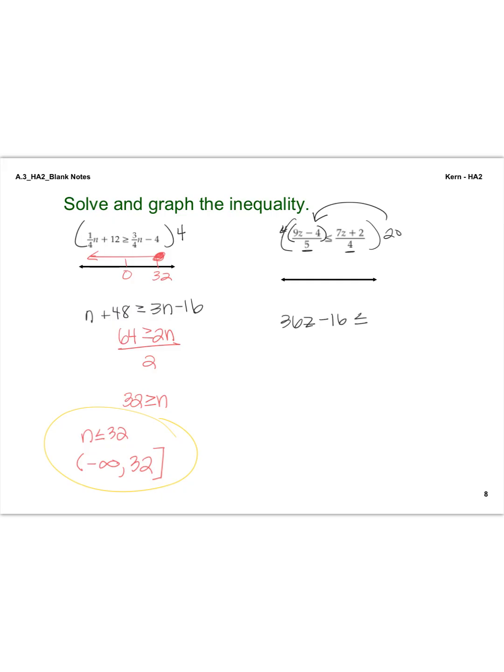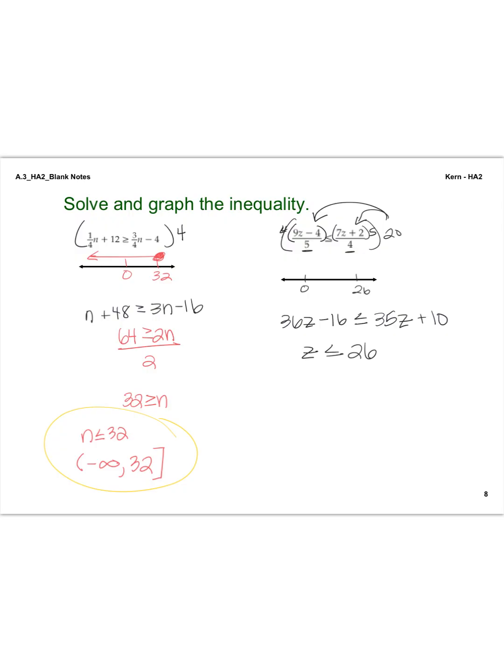Then we have a less than or equal to. And then over here, 20 divided by 4 is 5. So you're multiplying this whole thing by 5. So it's 35z plus 10. Subtract 35z from both sides to get z. Add 16 to both sides to get 26. So z is less than or equal to 26.